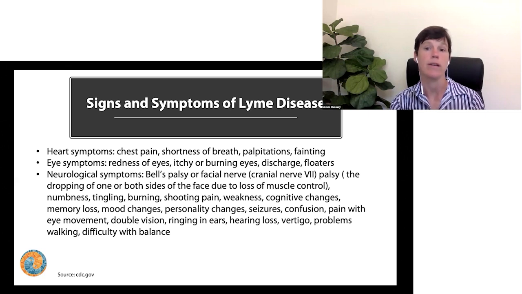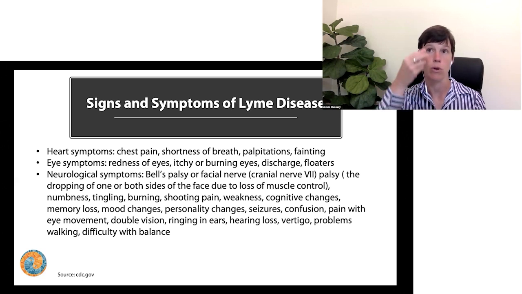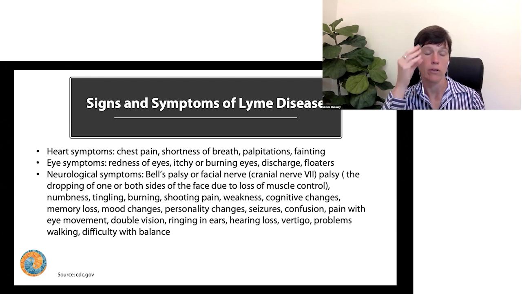Eye symptoms, you could have itching, burning eyes, redness of the eyes. And the neurological symptoms, acutely, early on, you can have Bell's palsy, which is a facial nerve palsy. Usually it's one-sided, and that's where you lose motor control of your face on one side. So you'll see a drooping eye, you won't be able to close the eye, or the mouth. Some people notice this first when they're drinking, and then they're dribbling out the side of their mouth all of a sudden. So that happens acutely.